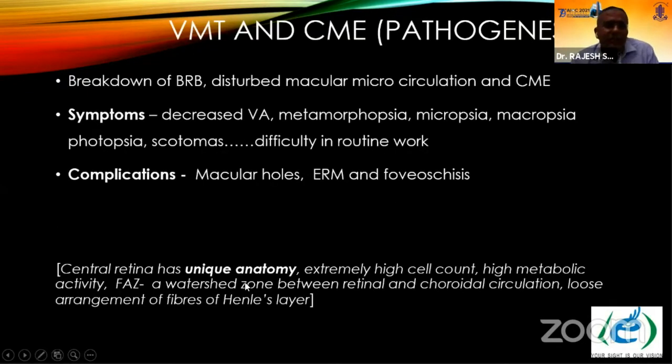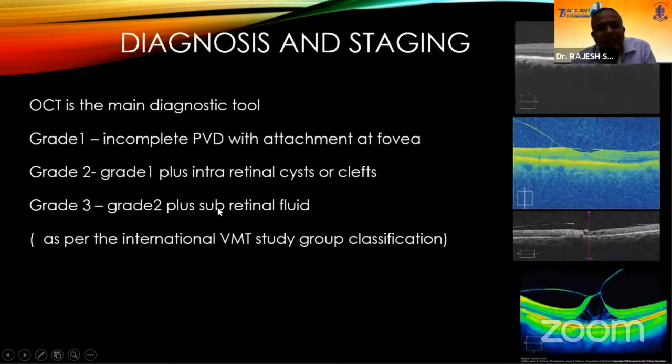The pathogenesis is breakdown of the BRB, disturbance of macular microcirculation, and CME. The symptoms are decreased visual acuity, metamorphopsia, micropsia, and all other sorts of things, which lead to difficulty in routine work. The complications can lead to macular holes, ERMs, and foveoschisis. For diagnosis, the mainstay is the OCT, the tool we all use routinely in our clinics, and it is graded as incomplete PVD with attachment at fovea, grade 1. Grade 2 is when there is appearance of retinal cysts or clefts. Grade 3 is when there is subretinal fluid as well.